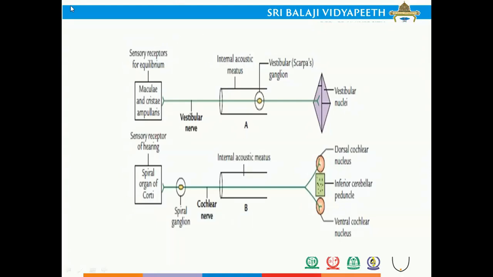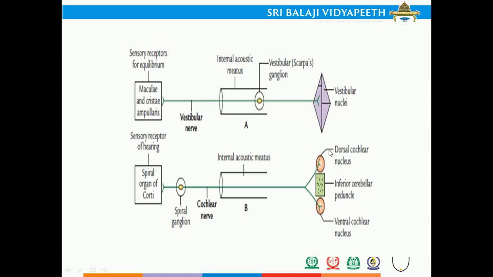This is a course diagram that shows the course of the nerve. So these are the vestibular and the cochlear nuclei, and from here through the vestibular ganglion, which is otherwise called Scarpa's ganglion, in this schematic diagram, the fibers pass through the internal acoustic meatus. It is called the vestibular nerve. It goes to the macula and the crista ampullaris, responsible for equilibrium.